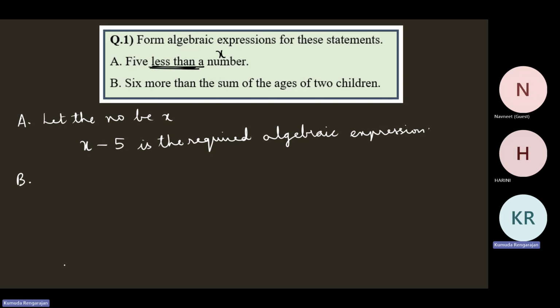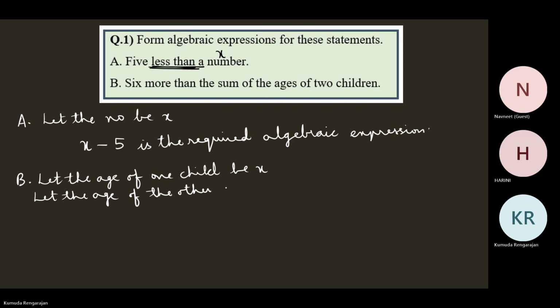The next one is 6 more than the sum of the ages of 2 children. So you can answer this in 2 ways. One way is you can say let the age of one child be x. Let the age of the other child be y.